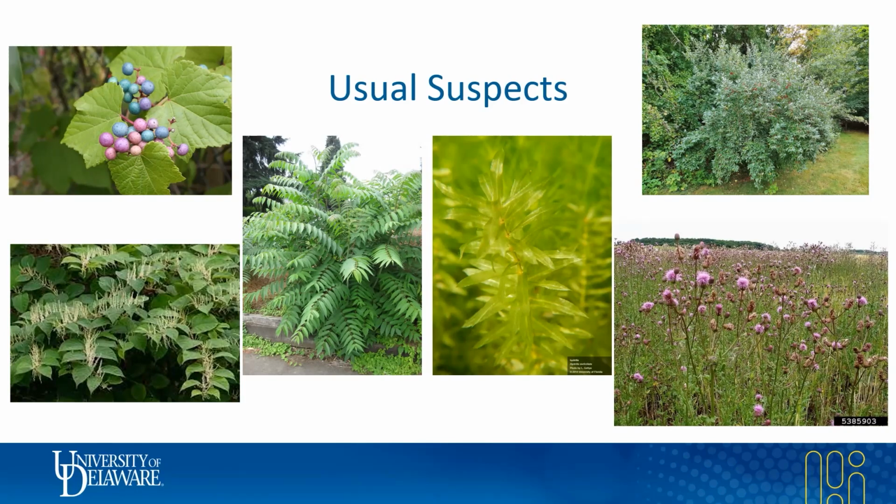Top right, autumn olive, another one that you see a lot along rights of way, open space, things like that. It's a terrestrial shrub, moves by berries, moves very aggressively. It's really hard to control. And then bottom right is Canada thistle. You might have heard it called creeping thistle. It's also a noxious weed, so it's an agronomic weed that is up in the state.